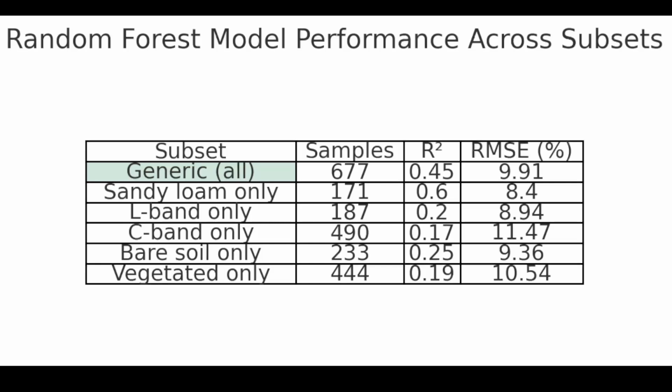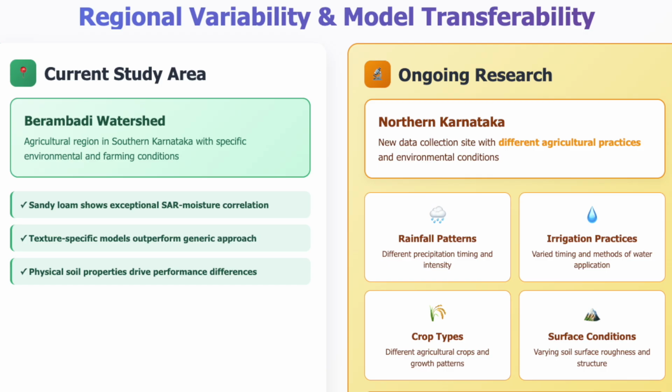watershed. And so maybe in another region, say in North Karnataka, where our project is also collecting, different groups are collecting new data with different crops and irrigation practices. There we have more clay soil, black soil. So there we might see different result actually. Factors like rainfall, irrigation timings, crop type, all this play a role.